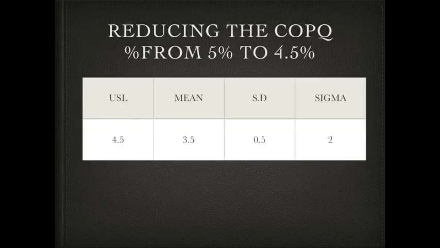Biotechnology, reducing cost of poor quality percentage from 5% to 4.5%. So cost of poor quality, target is 4.5, the mean level is 3.5, the difference between mean and the target is 1, standard deviation is 0.5, there could be 2 standard deviations that can be accommodated here, so the sigma level is 2.